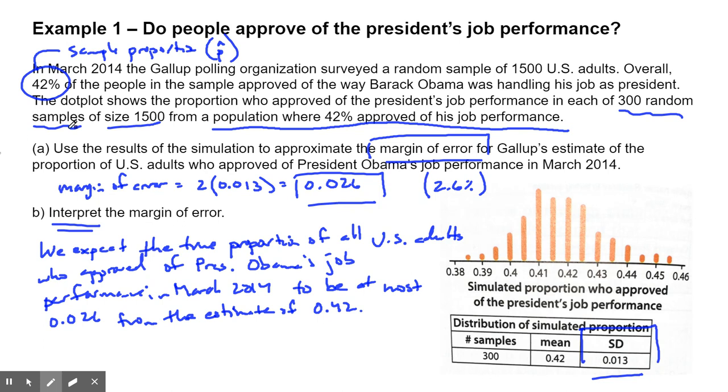All right, so that was a proportions problem. Next is a means problem in the next video.